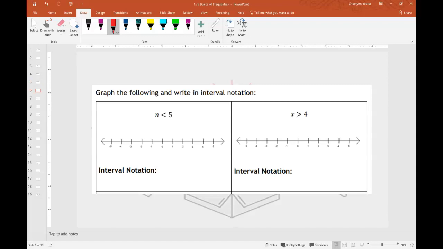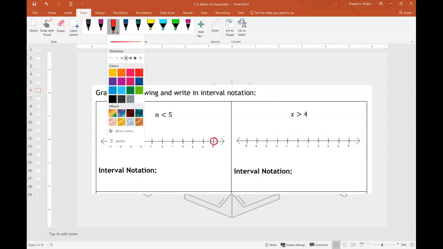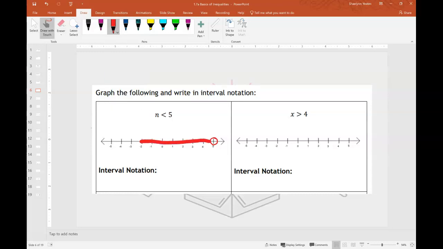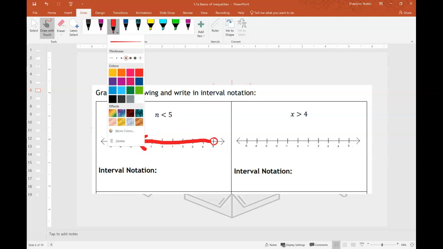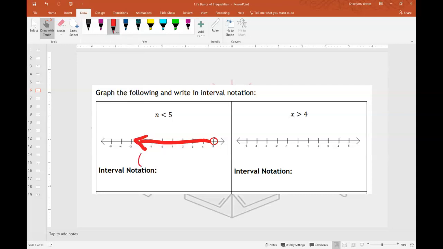All right, let's go ahead and try these. So this one we have n is less than 5. So that means on 5 I'm going to have an open circle, and it's going to point to the left. So I'm going to go ahead and make my marker real thick. It's going to point to the left. There we go. And so because there's an arrow, I know that gets a parenthesis, and it's an open circle, which gets a parenthesis.